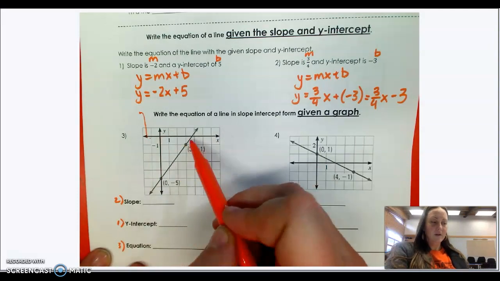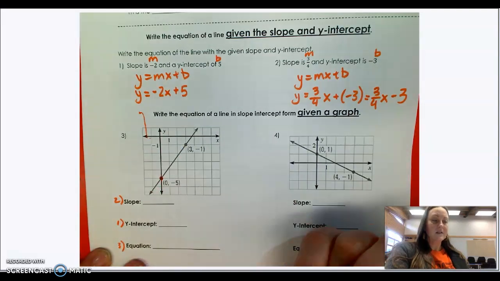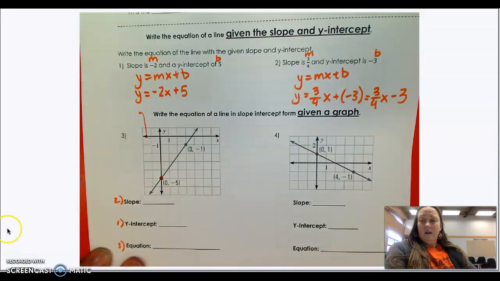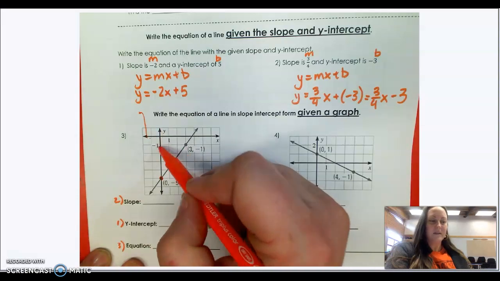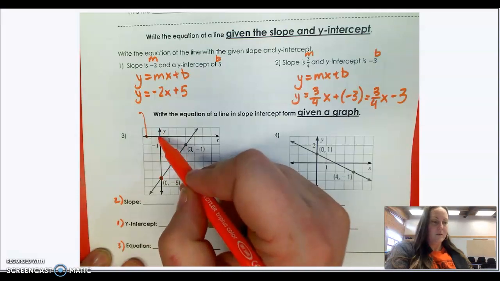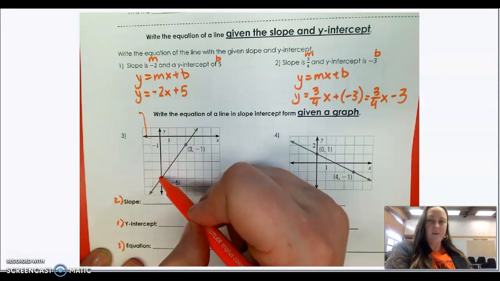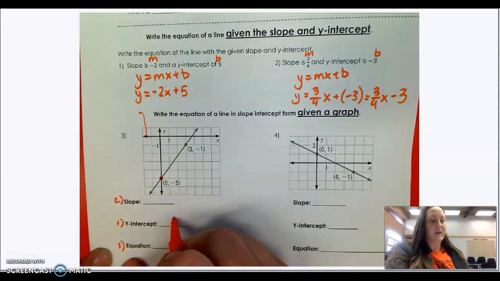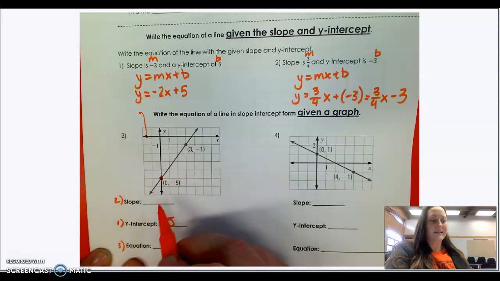Where our line crosses the y-axis is right here. To find our y-intercept, I count from the center of those two axes, which is 0. I count from the axis where they cross at 0, down in this case, 1, 2, 3, 4, 5. So I go down 5 boxes, so my y-intercept is 5. Because I moved from this axis down, it's -5.